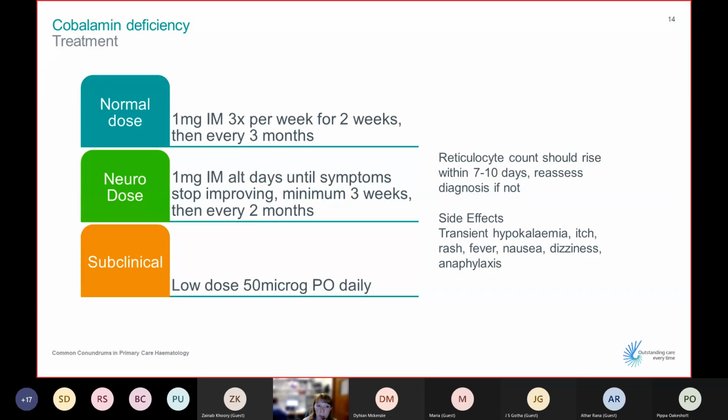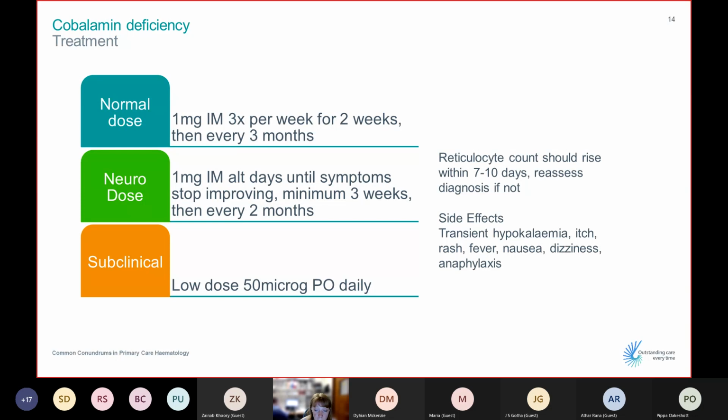So patients without neurological symptoms, is mostly aware, should have 1 milligram intramuscularly 3 times a week for 2 weeks, and then a booster every 3 months. Our patient, as he has paresthesia, should have 1 milligram intramuscularly on alternate days until symptoms start improving, and this should be for a minimum of 3 weeks, and then a booster every 2 months after. Patients with subclinical deficiency can be managed with low-dose oral medication.